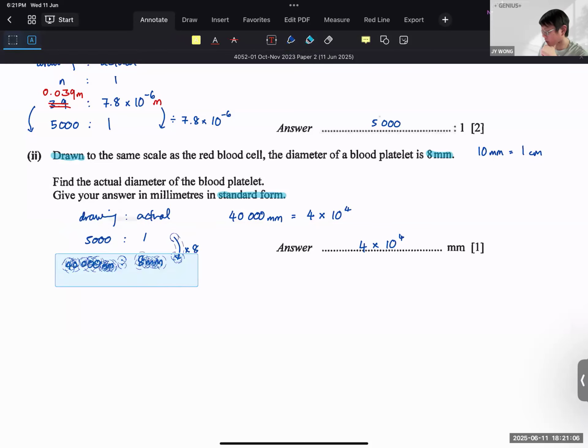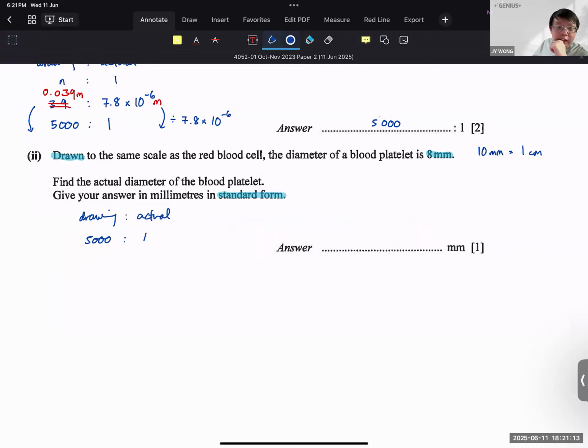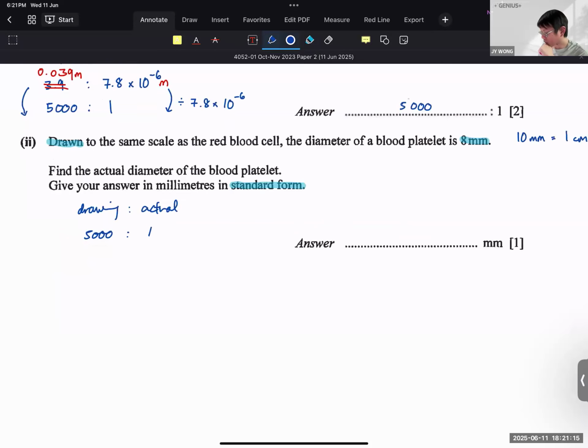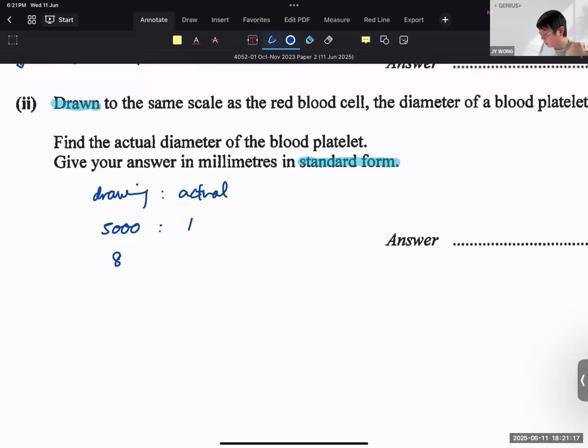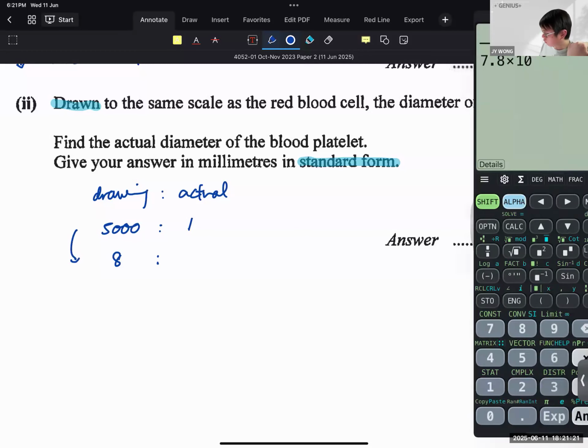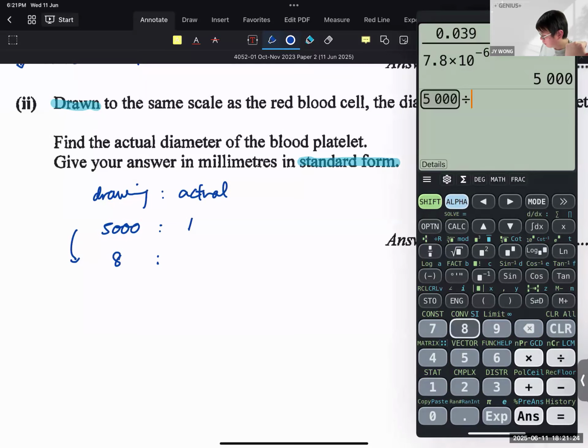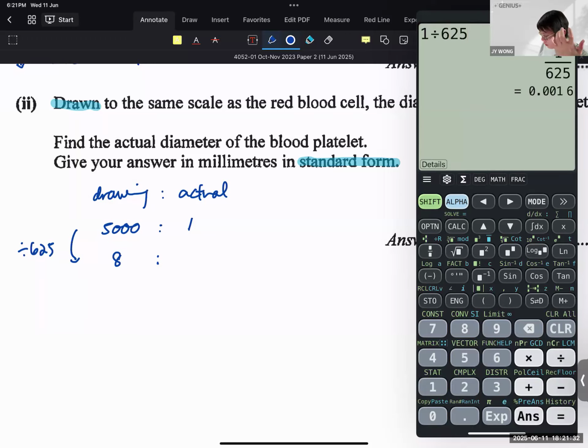It is in reverse order. I read the question wrongly. The drawing is 8 mm, not the actual. So the drawing is 8 mm means it should be like that. Then to find this, you divide it by what? I think 625, is it? Yes, 625. And therefore you will get 1 divided by 625 is 0.0016, but they want the answer in standard form.